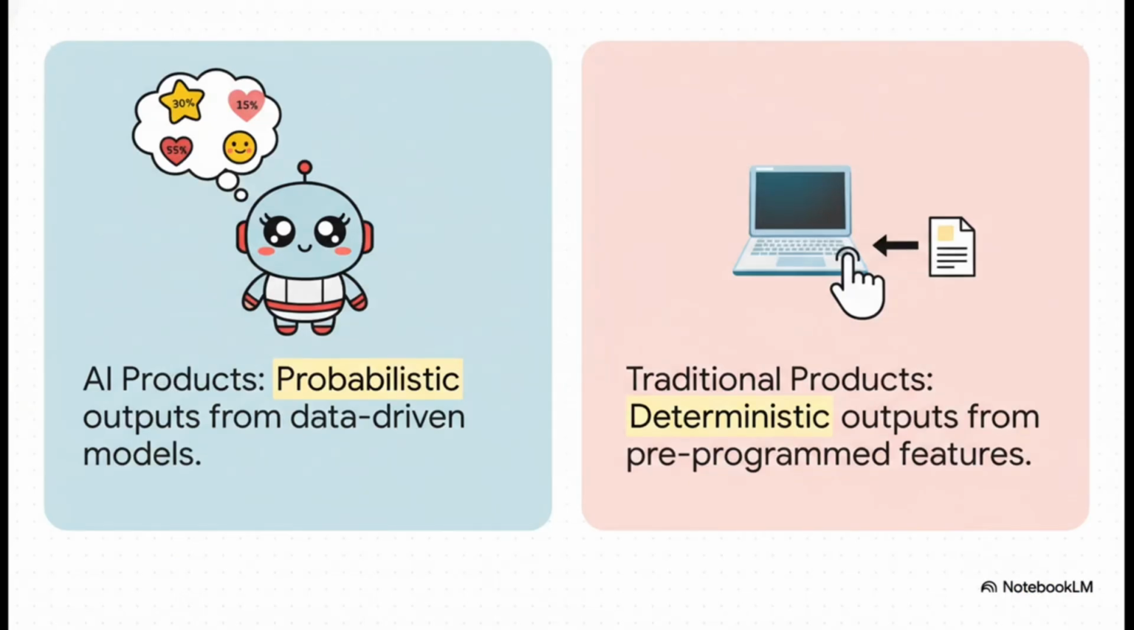So, first question: what is the single biggest difference between a traditional product and an AI product? Here's the key. Traditional software is deterministic. You click a button, the same thing happens every single time. It's all pre-programmed. But AI products? They're probabilistic. They use data to make educated guesses, which means their outputs are all about likelihoods, not certainties.